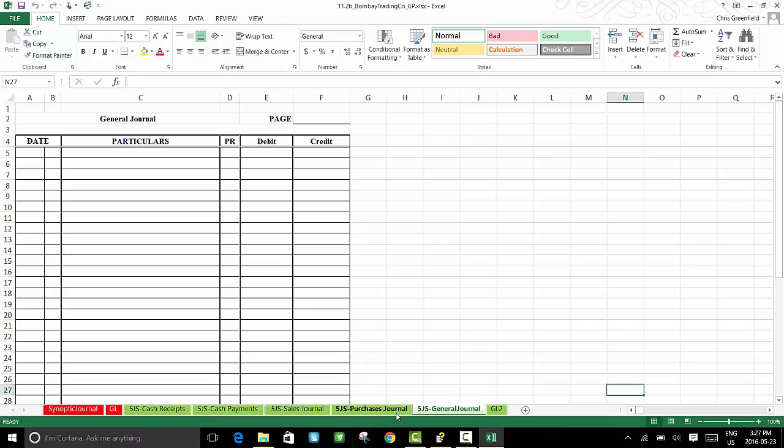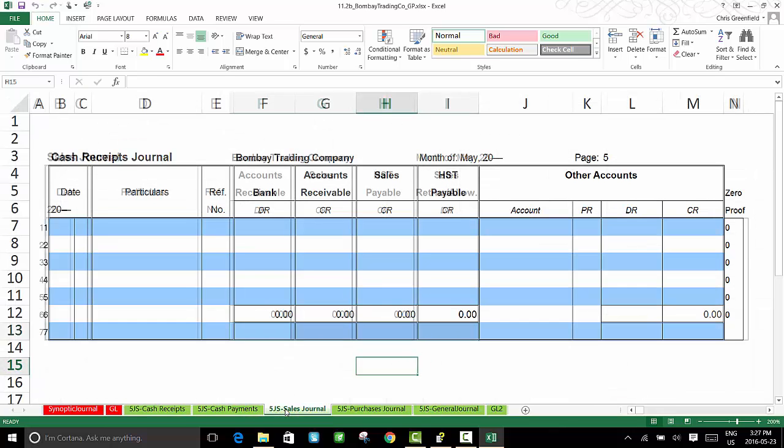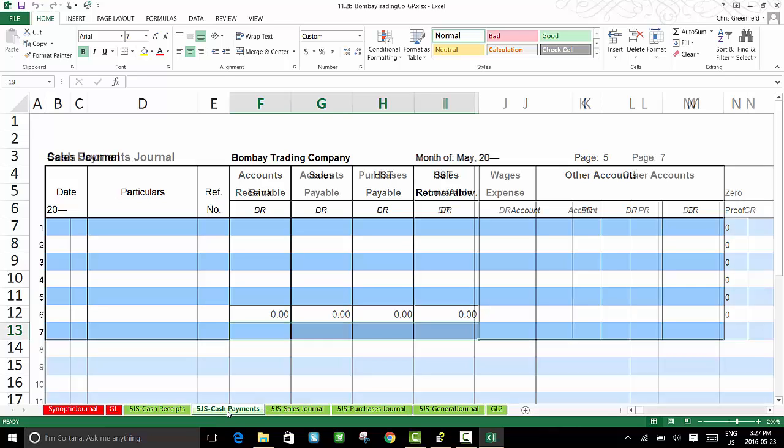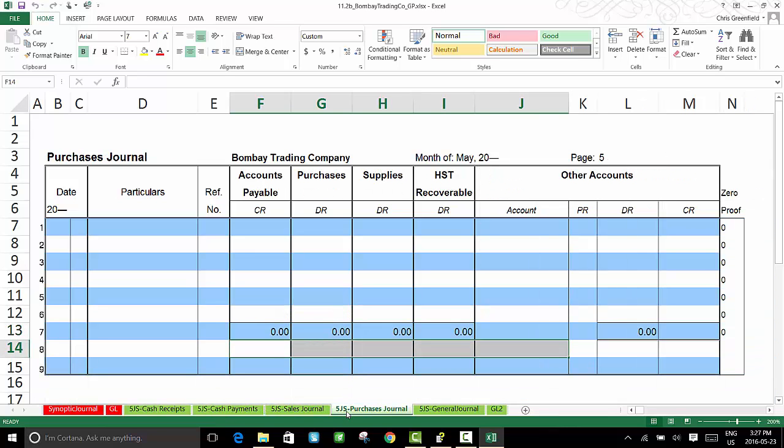So for instance, if you had a situation maybe where the owner was withdrawing, say, supplies from the business, that kind of an entry would go here because there's no cash involved. Now, one thing that you may notice is that we have sort of two areas where money is coming in, cash receipts and sales, and two where cash is going out or potentially going out, cash payments and purchases.